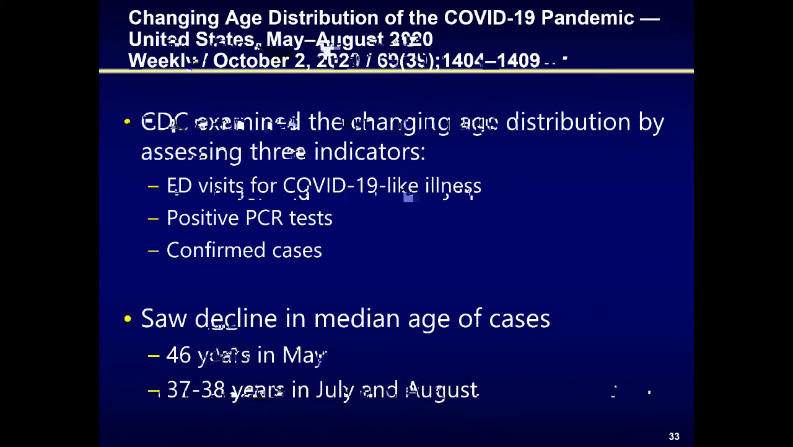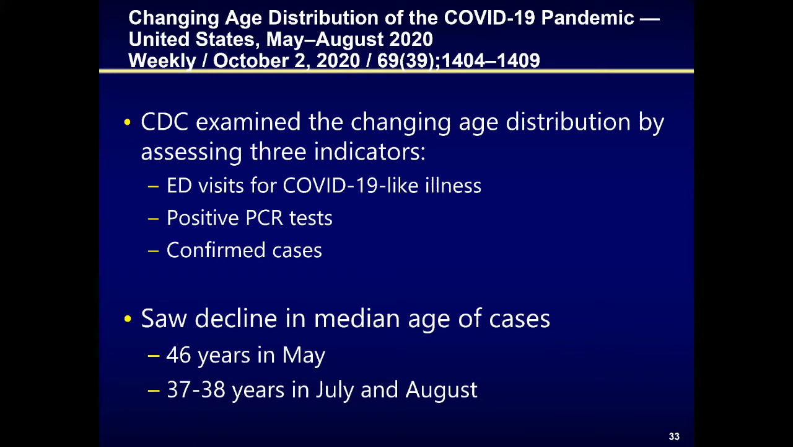As I said, early on the rates were lower, but CDC began examining the changing age distribution that's been seen. They did that by assessing 3 indicators: COVID-19-like illness-related ED visits, the rates of positive PCR tests, and confirmed COVID cases with an age breakdown. What they saw in these studies was a decline in the median age of cases from 46 years in May to 37 to 38 years in the summer.